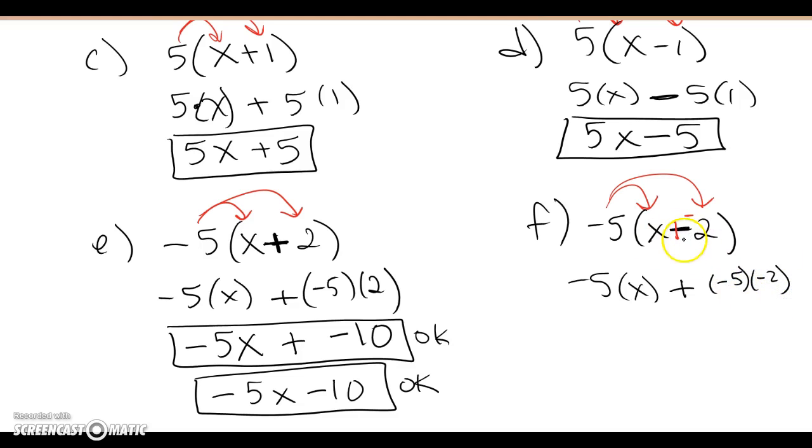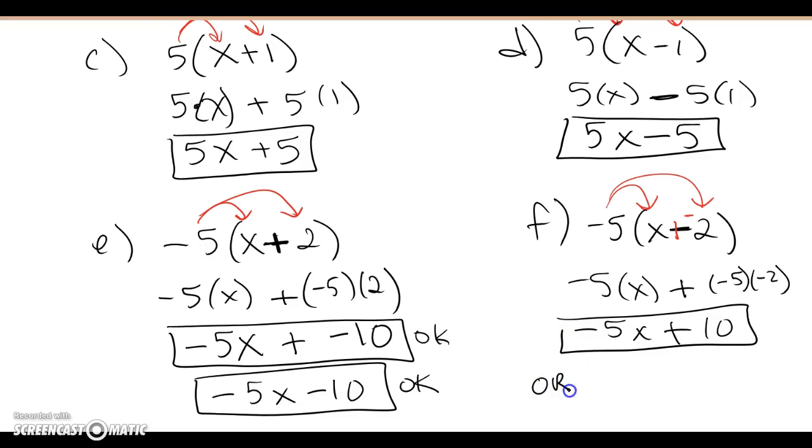So if I change the subtraction problem into an addition problem, I do my change business, then I have first guy times second guy plus first guy, or first guy times first guy, and then first guy times second guy. So that's going to give me negative 5x plus negative 5 times negative 2 is just positive 10.